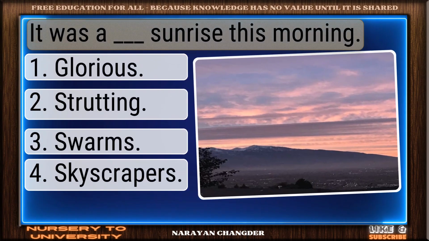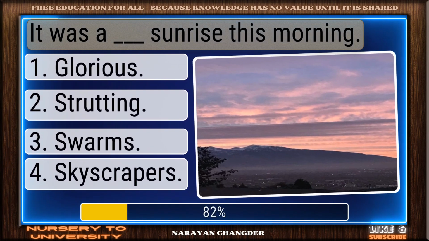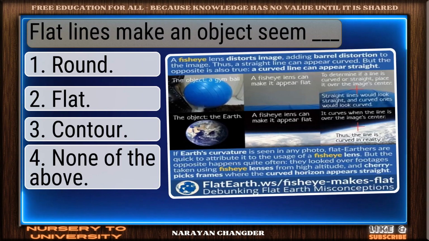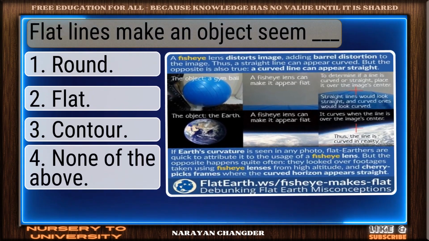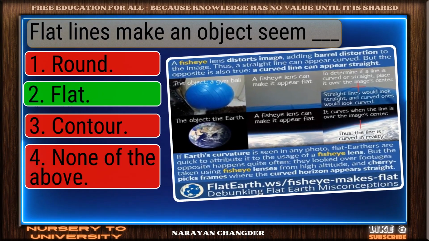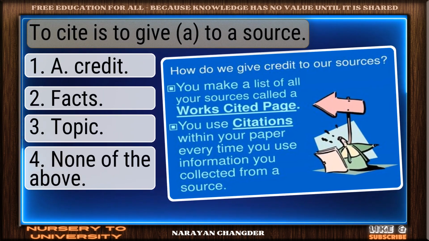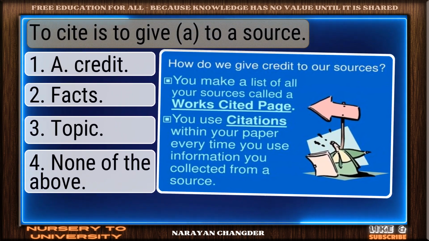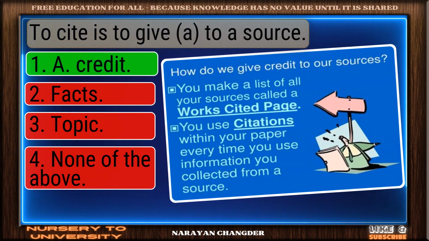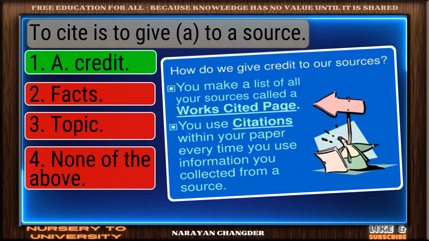It was a dash sunrise this morning. Correct. Glorious is the right answer. Flat lines make an object seem dash. Excellent. Flat is a brilliant choice. To cite is to give credit to a source. Nice work. You chose credit, and it is correct.